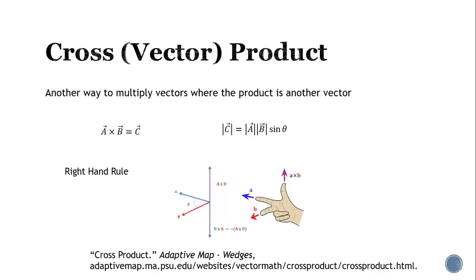So this is an example of a computation which is not commutative, where the dot product A dot B and B dot A give you the same thing. Here A cross B and B cross A do not result in the same vector. They result in vectors of the same magnitude, just opposite directions.